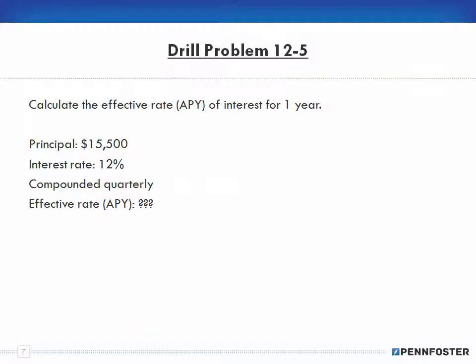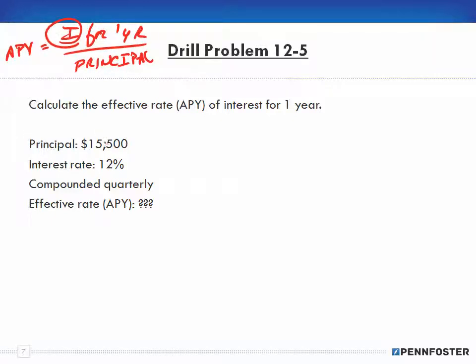Okay, drill problem 12-5. This one is calculating the effective rate, the APY, of interest for 1 year. Remember, the effective rate, the APY, formula was the interest for 1 year over the principal. So we need to find the interest, right?